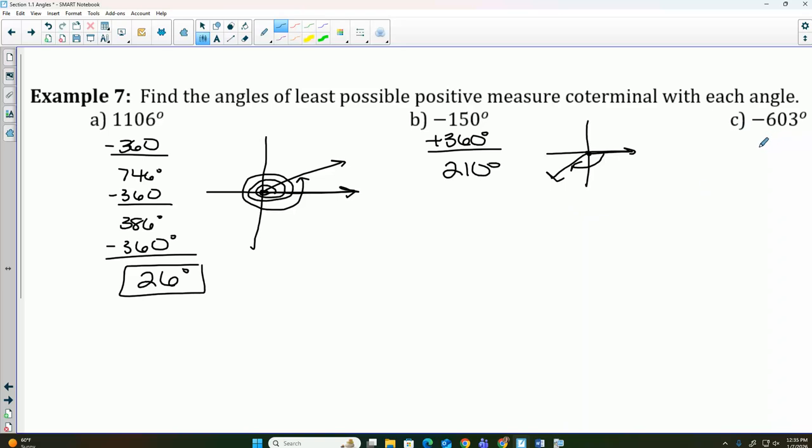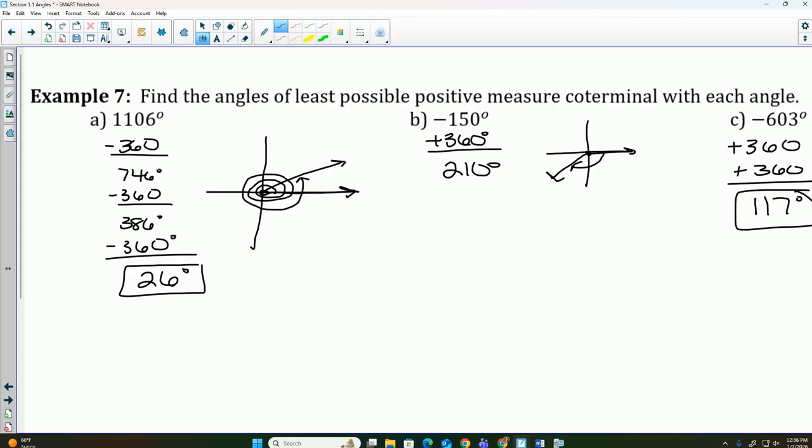All right, everybody do the last one. Do C on your own. Tell me what you get. Do we have an answer? We have to add 360 twice, then what'd you get? 117 degrees. All right, do we understand how to find coterminal angles?